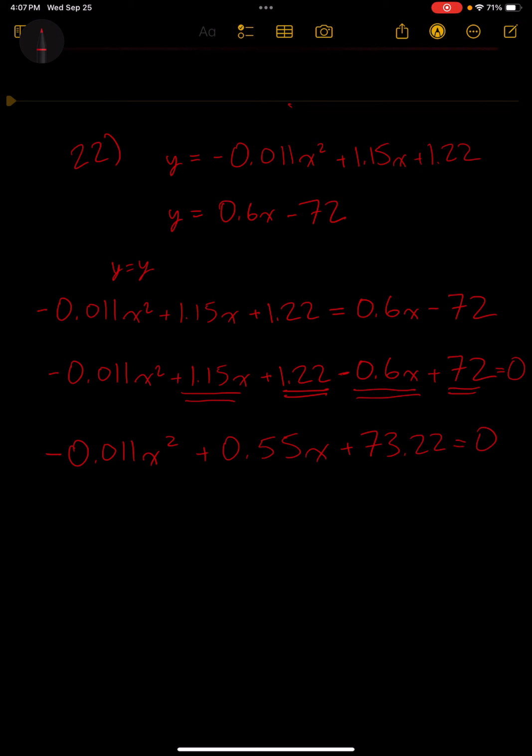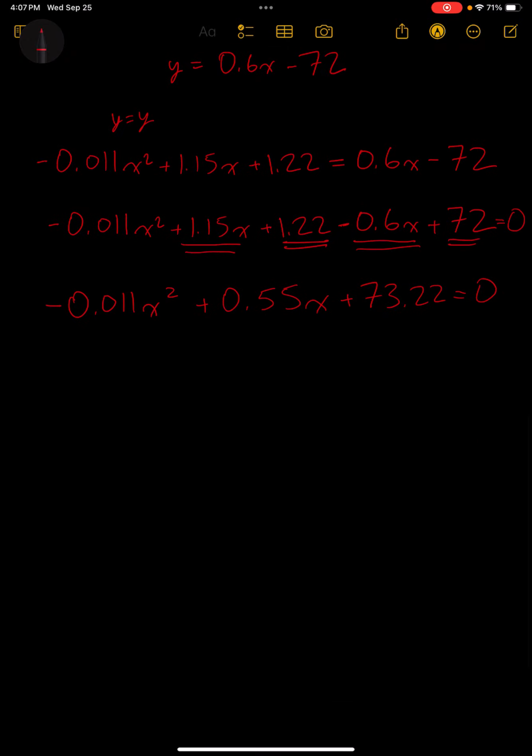equals 0. Now my next step is to solve for x, but the way I'm going to do it is to multiply everything by 1,000. In fact, I'm going to multiply it by negative 1,000. And 0 times negative 1,000 is still 0, that's why we can do that. That becomes 11x squared. This multiplied by negative and that multiplied by negative will give me negatives: 550x minus 73,220.